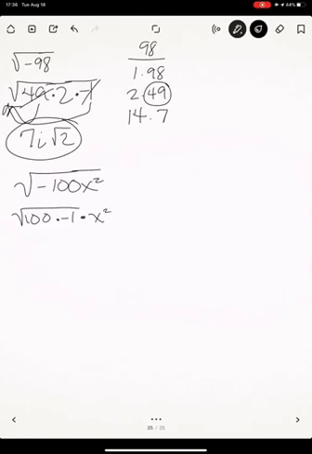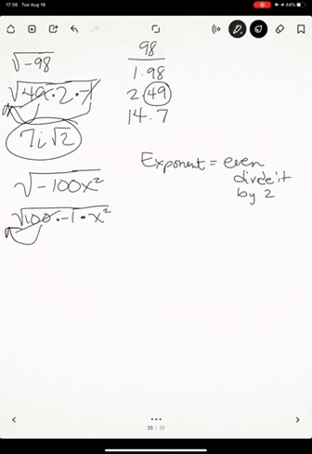Now, over here, if your exponent is even, we're going to divide it by 2. Okay, so that's how we're going to find the square root of an even exponent. So when we come down here, we're going to say the square root of 100 is a perfect square, so we draw an arrow and put 10 down here.